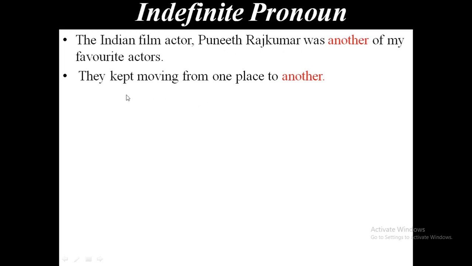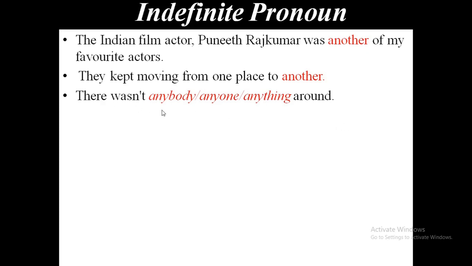But here, look: they kept moving from one place to another place. You cannot say which place particularly in the context. So here you can call this an indefinite pronoun. But the other one is referring to Punit Rajkumar. So you try to understand whether it is indefinite or something else. That's why I gave you two examples. And then the next word, indefinite pronouns.